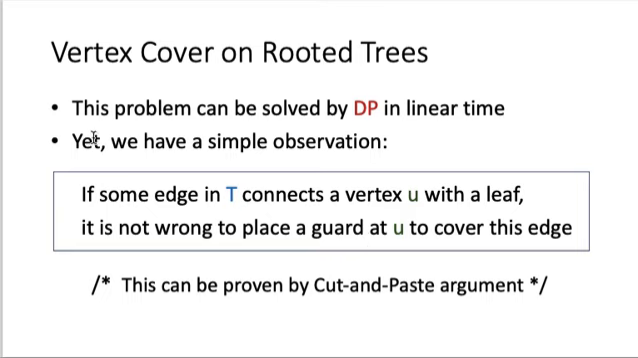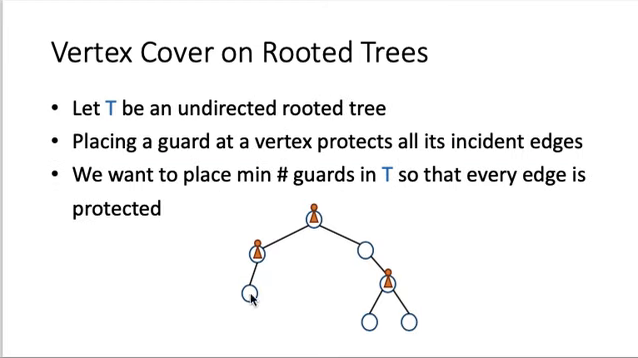But on the other hand, today, we see that if some edge in T connects a vertex U with a leaf, so what do we mean? So this edge connects a vertex with a leaf. So this is an edge like this. This is another edge that connects a vertex with a leaf. This is also an edge that connects a vertex with a leaf. So this is like the leaf edge. So an edge that is connecting a leaf.